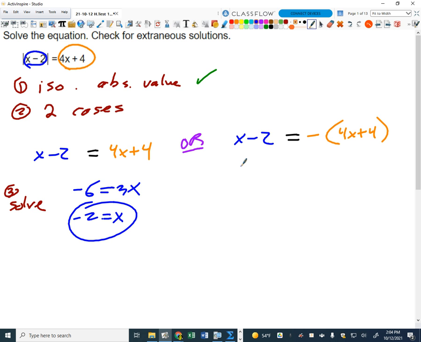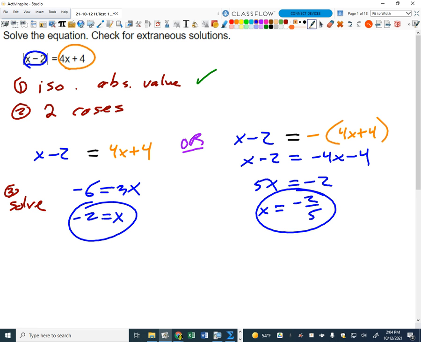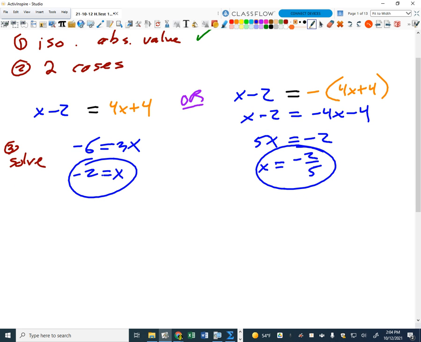Over here, I'm going to distribute the negative, and I'll push the 4x's over here and get a 5x. I'll add 2 to both sides and get negative 2. We good? Okay. Divide by 5, and I get x equals negative 2/5. So there's step 3. I solve. Now, this is important. I have to include, this is not optional, step 4.